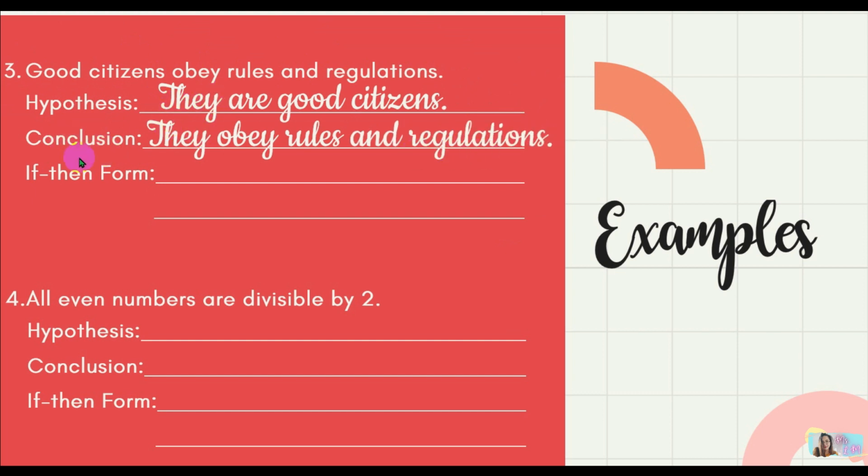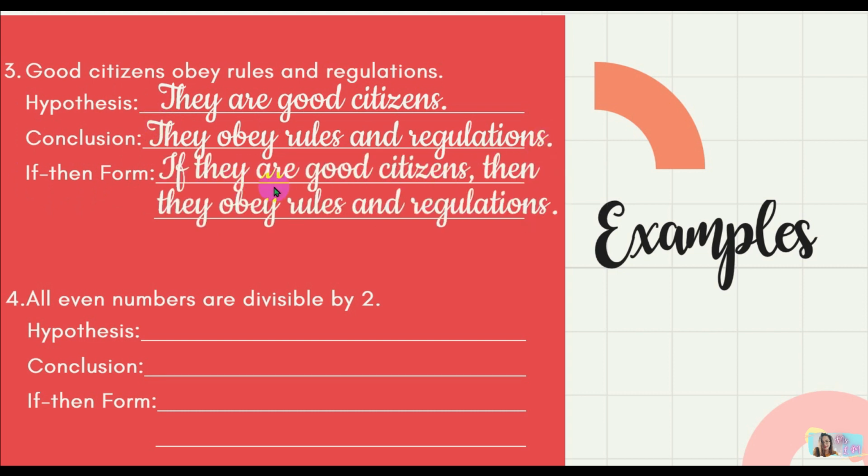So, you can use they or you can use you. The most important terms here is that ang ating good citizens ay nasa hypothesis. And ang conclusion natin, nandun yung obey rules and regulations. So, for the if-then form, again, gagamit tayo ng if at saka ng then. If they are good citizens, then they obey rules and regulations. Or, pwede naman po yung you. If you are a good citizen, then you obey rules and regulations. So, pwede po yun.